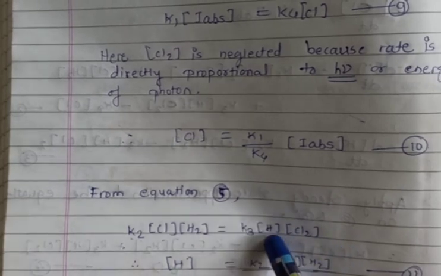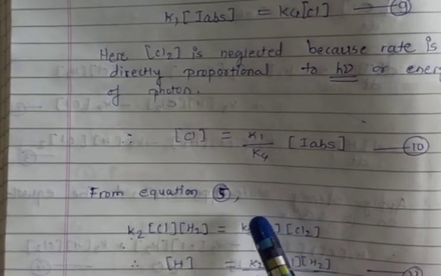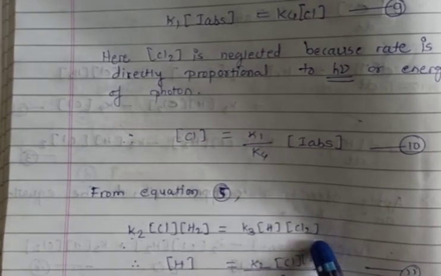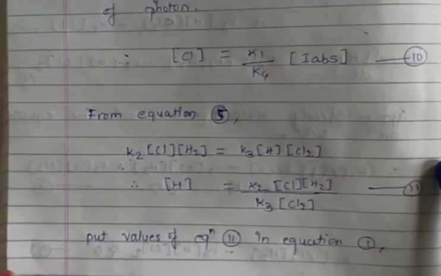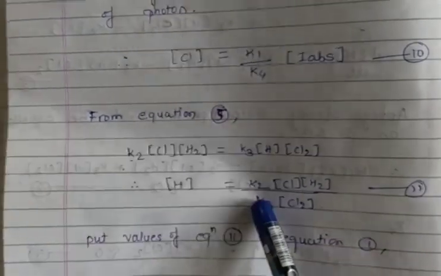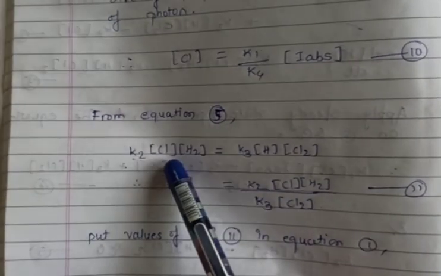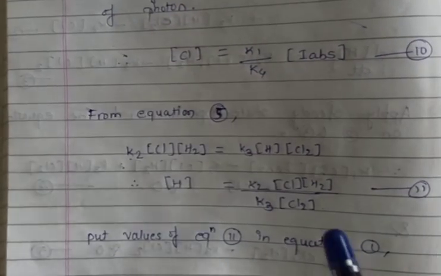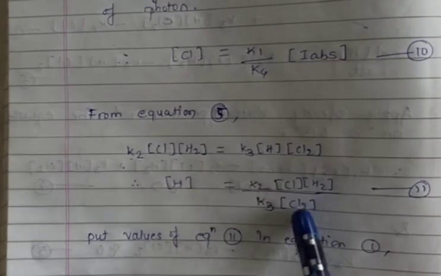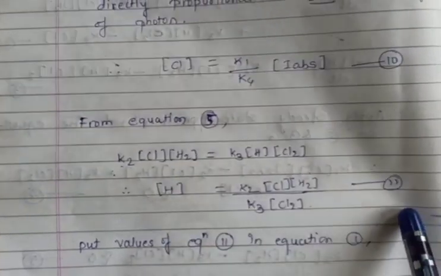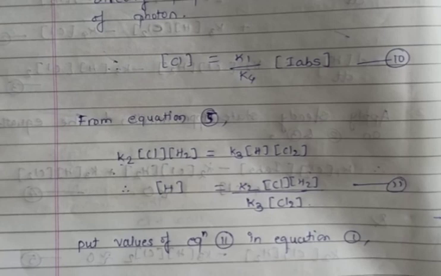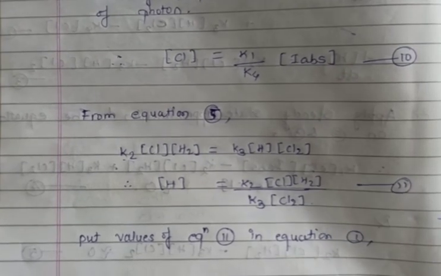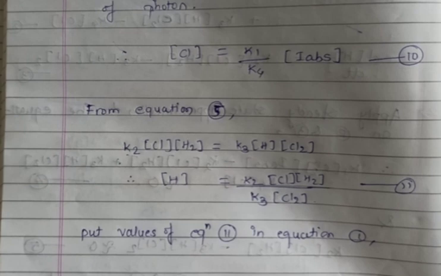Now we have to find out the value of concentration of H. So you can transfer this K3 into concentration of Cl2 to the left side. So the equation is concentration of H is equal to K2 into concentration of Cl into concentration of H2 divided by K3 into concentration of Cl2. This is our equation number 11. Now just put this equation number 11 in equation number 1. The equation number 1 we have taken is d[HCl] divided by dt.